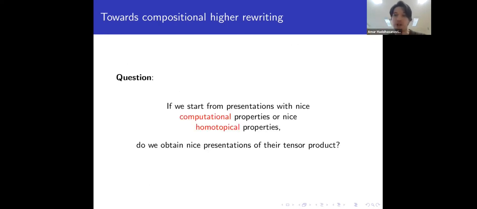So now, a question that I have is, if we start from a presentation with nice computational properties or nice homotopical properties, do we obtain presentations of the tensor product which are nice in the same sense? For example, if we start with a convergent presentation, can we extract systematically and compositionally nice presentations of the tensor product?